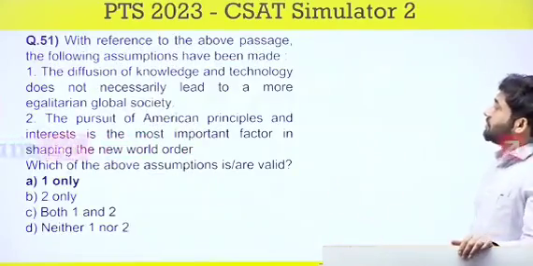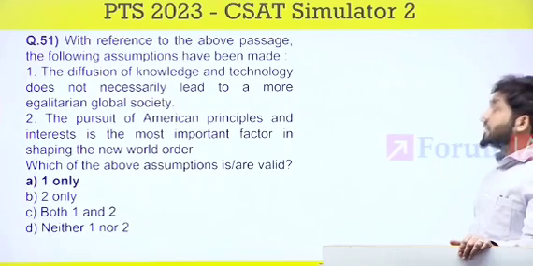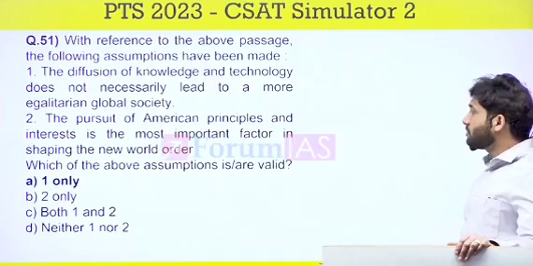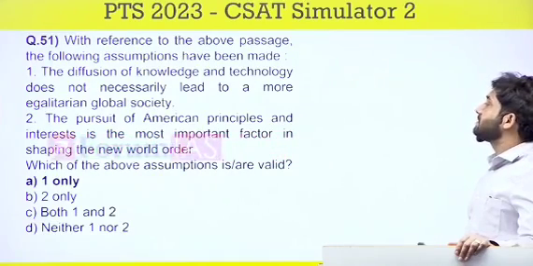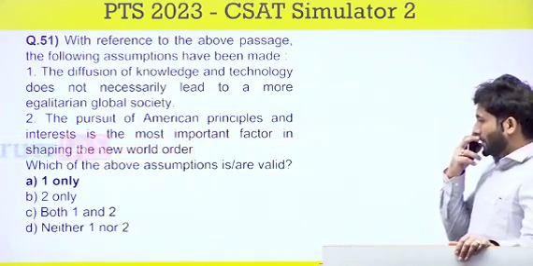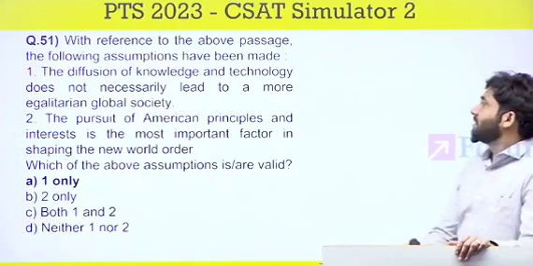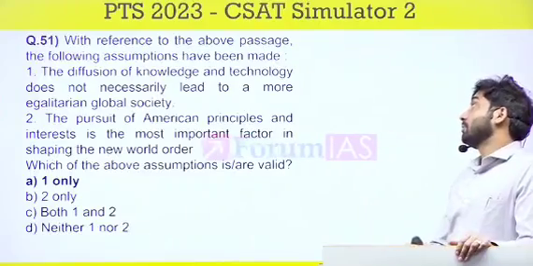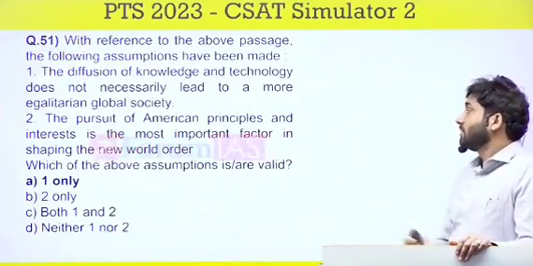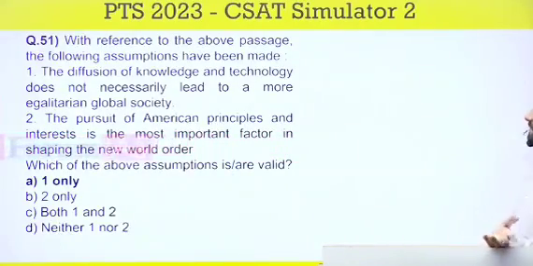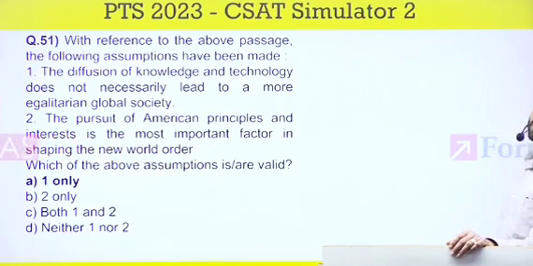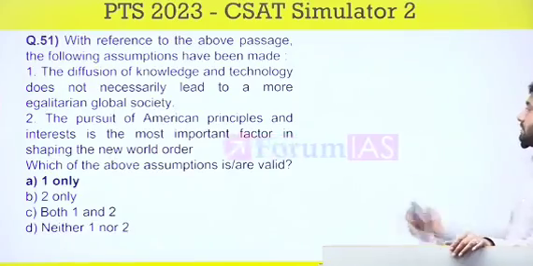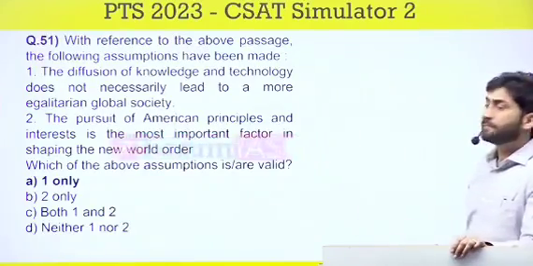So it's the very first one: the diffusion of knowledge and technology does not necessarily lead to a more egalitarian global society. The pursuit of American principles and interests is the most important factor in shaping the new world order. No, that is not the assumption. The first one is actually true. America is mentioned, but this is not the most important factor in shaping the new world order. Obviously not. So which one of the assumptions? You are left with only one. And anyway, with the extreme options, you should be wary of them, be more cautious, and check and recheck. So if this got eliminated, you're left with one only.